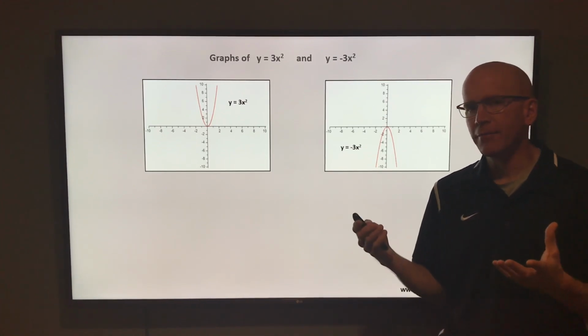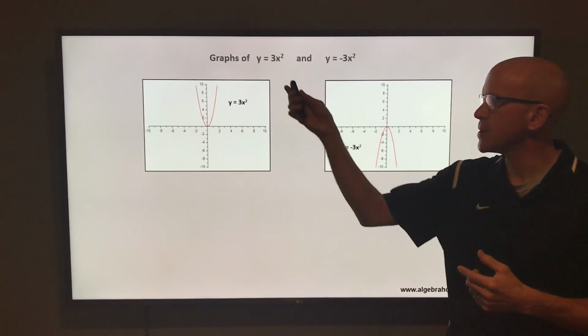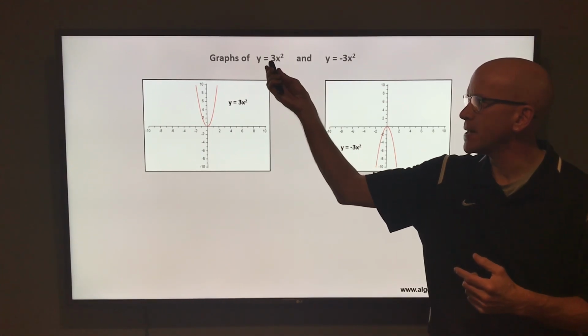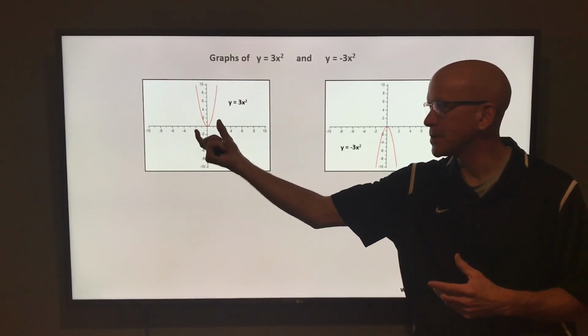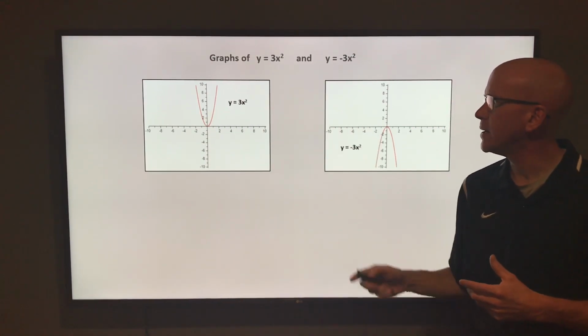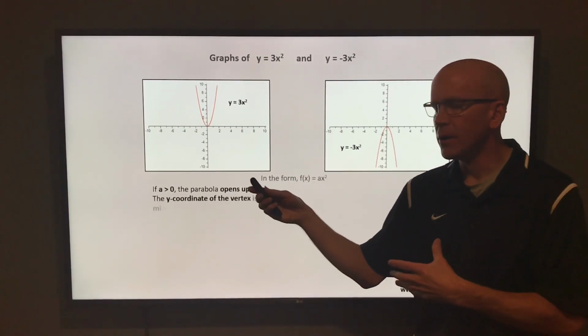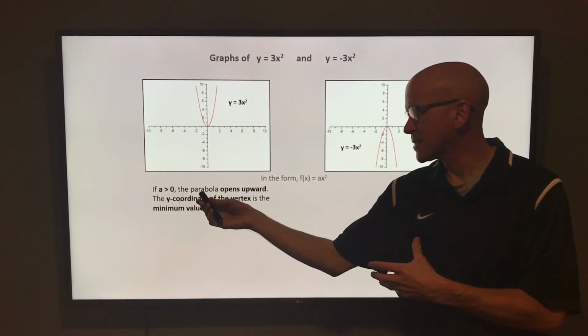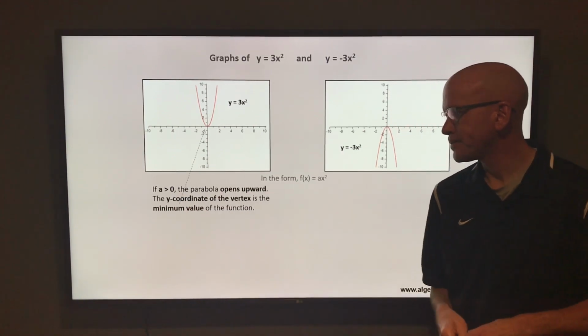So what can you identify from this if you are just looking at the equations? You see the number in front of the x squared, the coefficient of the x squared, is positive. That parabola opens upward. The coefficient of the x squared here is negative. That parabola opens downward. So if a, the number in front of the x squared, is greater than 0, if that's positive, the parabola will open upward.